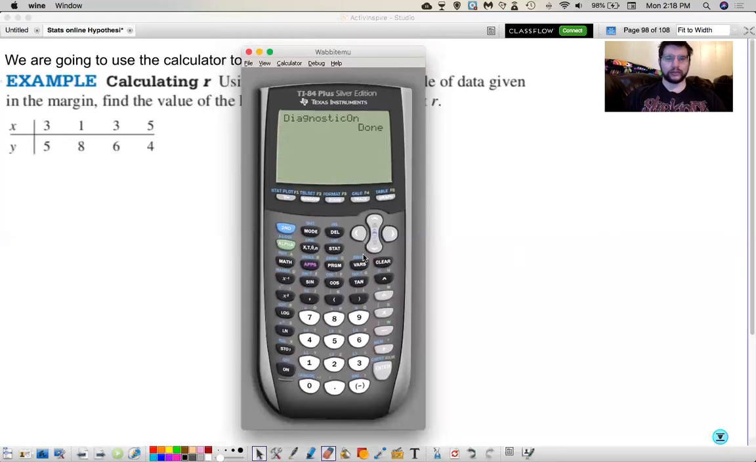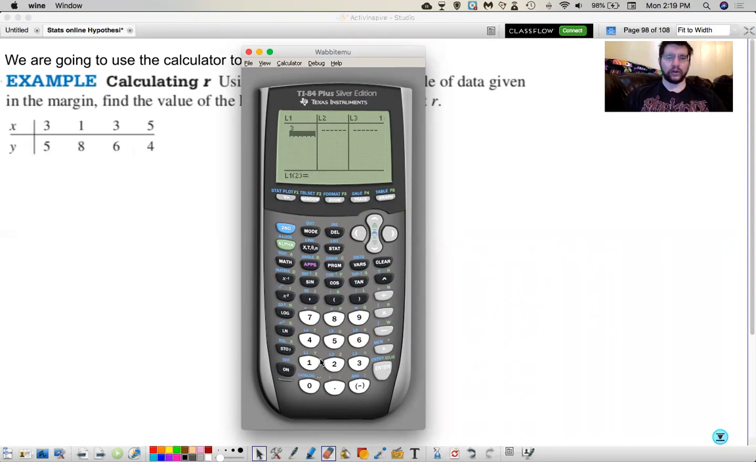TI users. So if you're on the home screen, go to Stat and Edit. So what we need to do is clear out lists 1 and 2. So go to the top, highlight them, clear, enter. They both need to be completely cleared out. We type the X's, this row, into list 1. Y's into list 2.